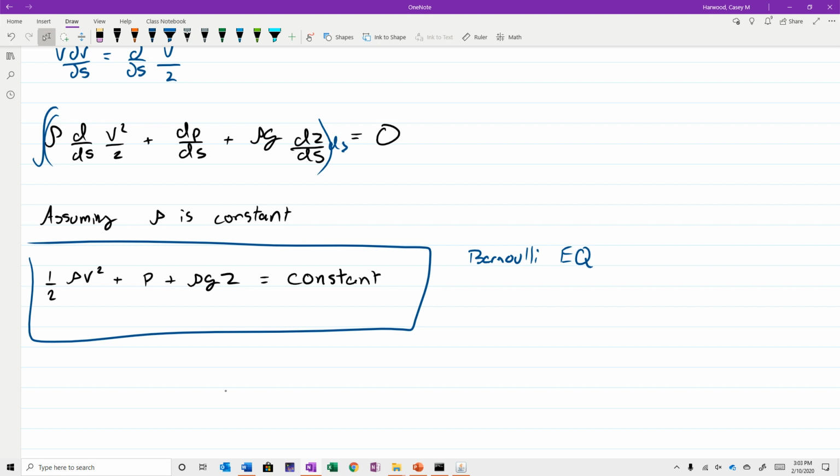And the beauty is that we don't actually care what the value of this constant is. That's pretty meaningless. What's important is that this constant remains the same at any two points along a single streamline. So if you happen to know the velocity, the pressure, and the elevation at one point along a streamline, and you only know two of those quantities at a different point, then you can solve for the third.